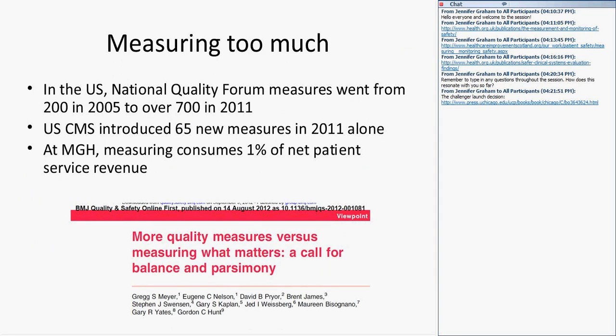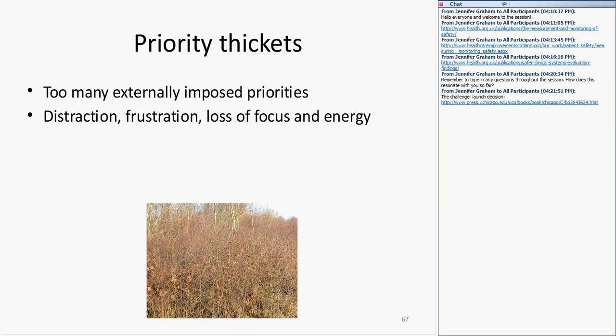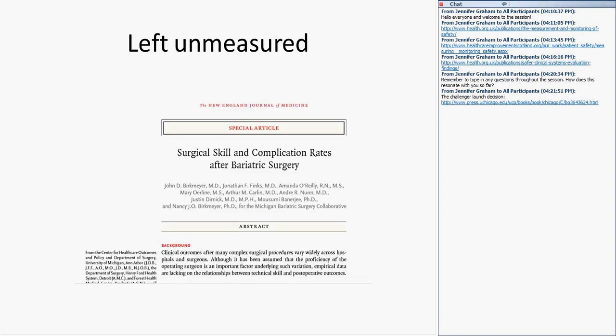In the US, studies have looked at how many measures organizations are now being asked to provide data on. In 2011, the number of National Quality Forum measures went to 700, having previously been 200. The U.S. Center for Medicaid and Medicare Services introduced 65 new measures in that year alone. And at Massachusetts General Hospital, measurement consumes 1% of net patient service revenue. Huge amount of effort going into the measurement task. But what it can result in is the problem we call priority thickets. And basically, when you've got too many externally imposed priorities, you can end up with distraction, frustration, loss of focus, and energy. So a real problem for organizations.